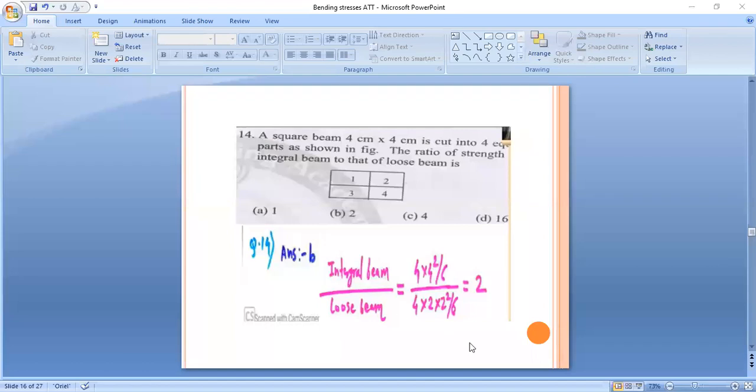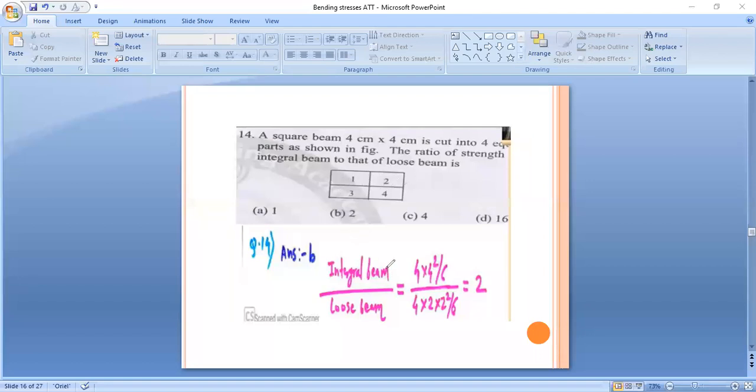The next question: a square beam 4 centimeter by 4 centimeter is cut into 4 equal parts. See here, this square beam is cut into 4 equal parts. This is part 1, 2, 3 and 4 as shown in the figure. The ratio of strength of integral beam to that of loose beam. Integral means whole beam and loose beam means these parts.